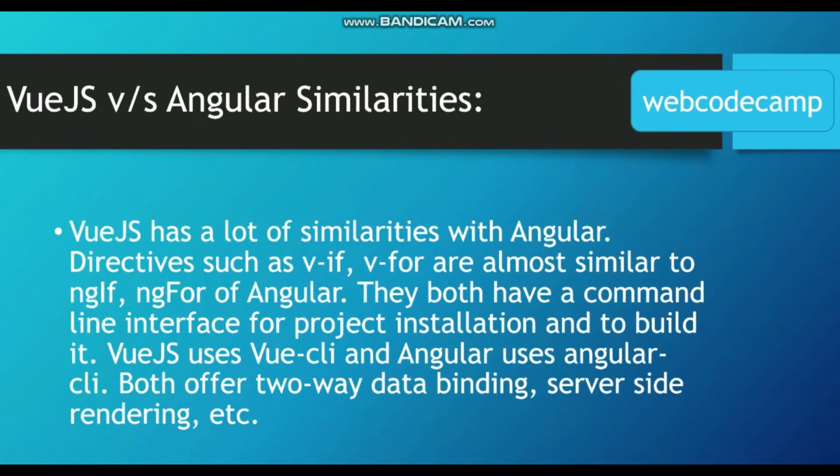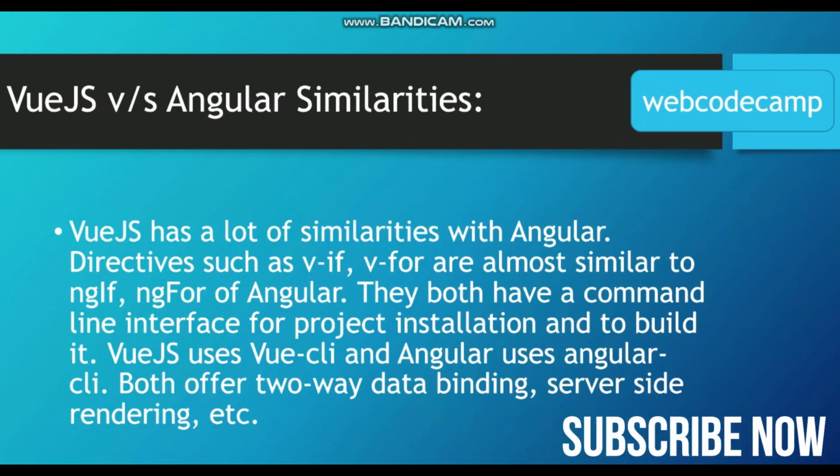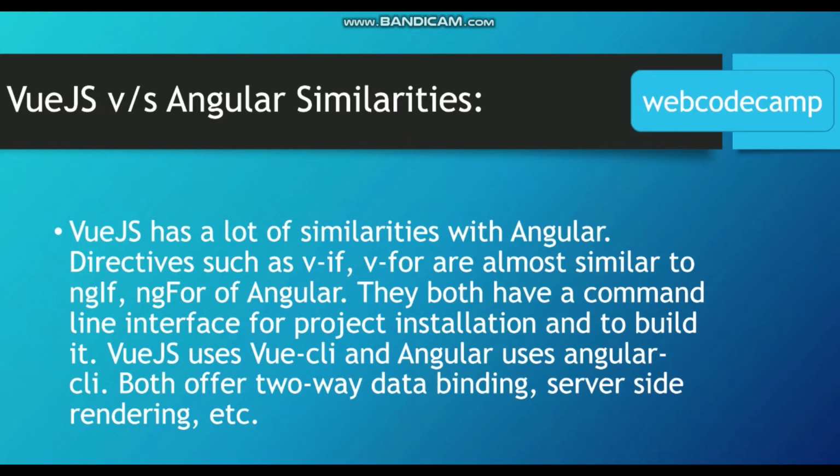Okay, so Vue.js versus Angular similarities. Vue.js has a lot of similarities with AngularJS. Directives such as v-if and v-for are almost similar to those in AngularJS and Angular, and they both have a command line interface for project installation and to build it. Vue.js uses the Vue CLI and Angular uses the Angular CLI. Both also offer data binding, server-side rendering, etc.